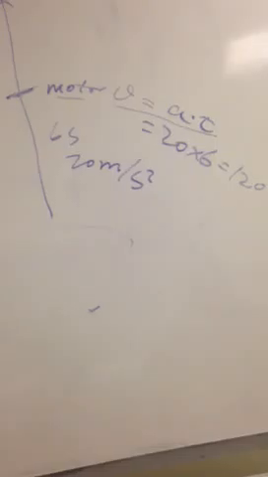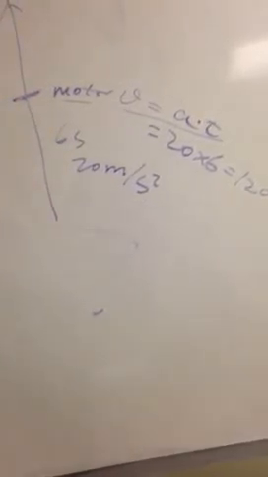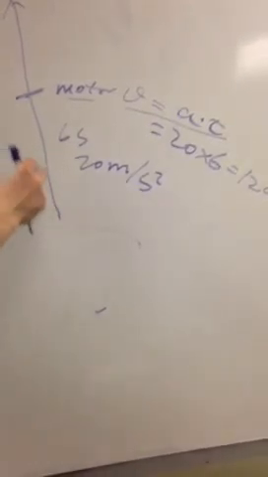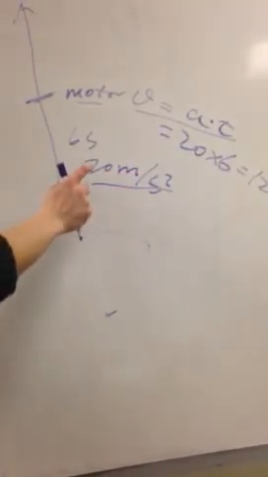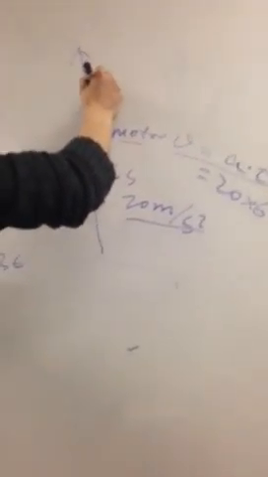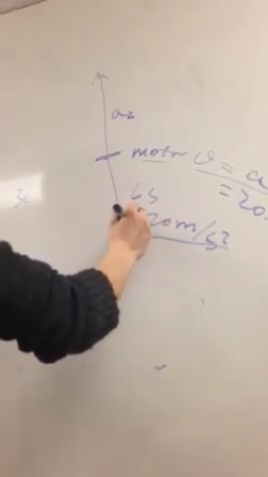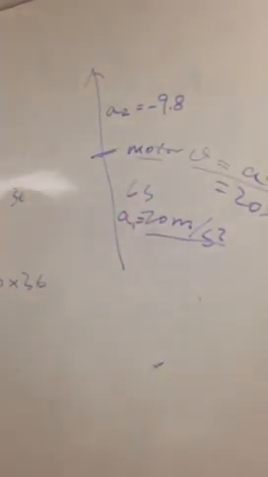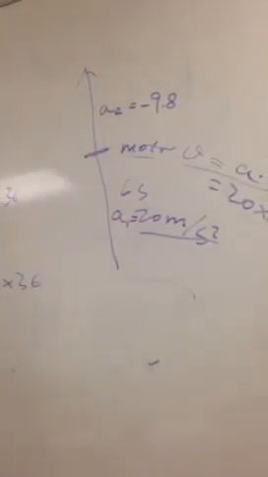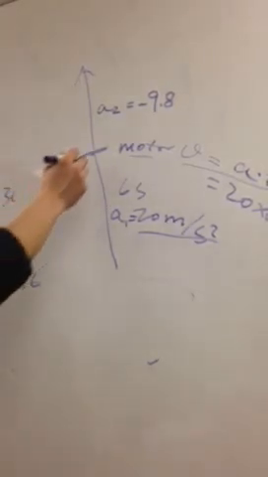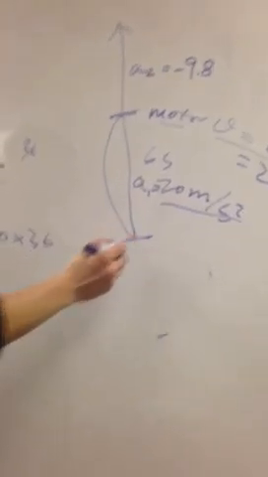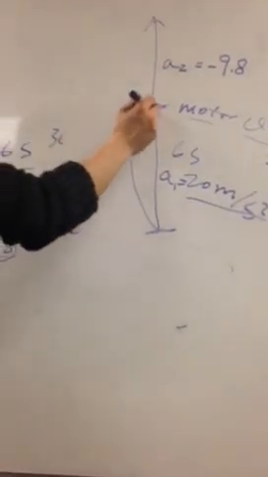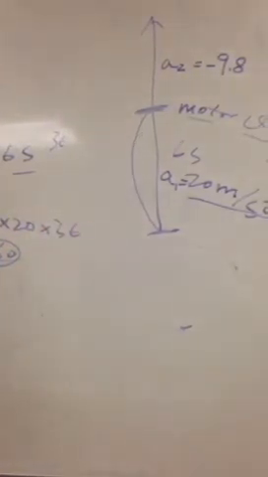So you need to be able to separate this into 2 different phases. The first phase is with the motor working with the acceleration rate of 20 meters per second squared for 6 seconds. And then the motor stopped. So the acceleration becomes negative 9.8. So that's 2 different phases you need to calculate individually. And then in the first phase, in the end, the velocity will be AT.